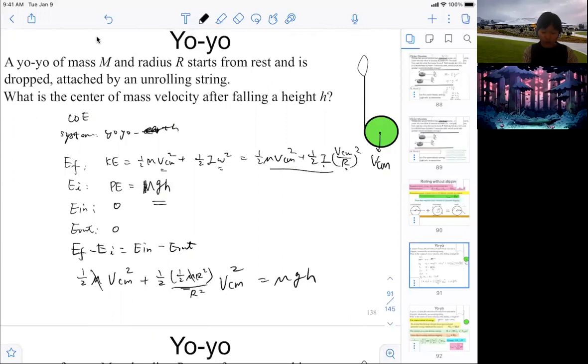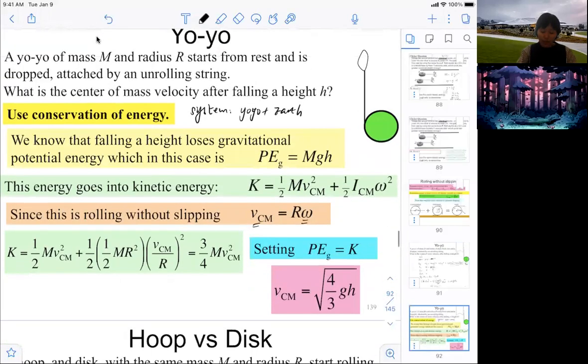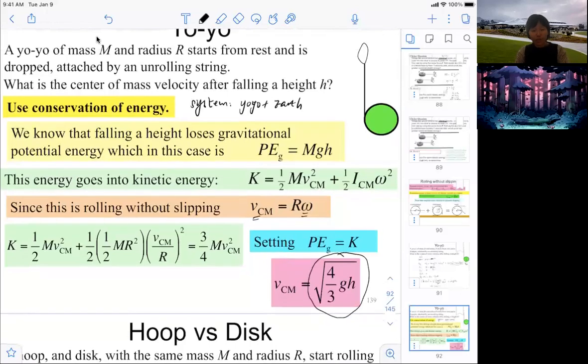For example, you can cancel your m. I can cancel my r, and you can find the velocity of the center of mass, right? Which is calculated here. It is the square root of 4/3 g h. Okay, you can see the final answer doesn't really depend on the mass of the yo-yo. It's 4/3 times g h, square root of that. So you can see this is something we are familiar with. Conservation of energy, you already know it, but we simply add in extra terms in the problem and use the condition for rolling without slipping.